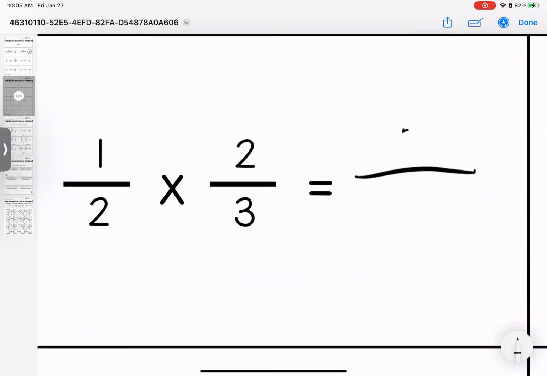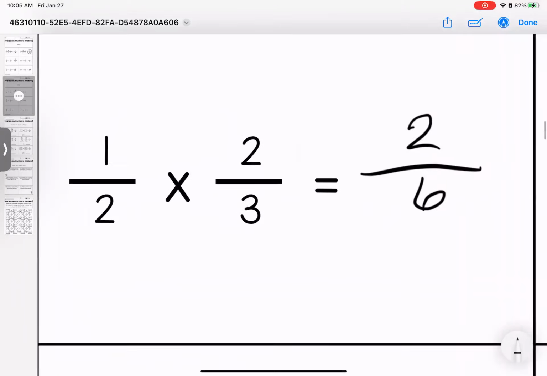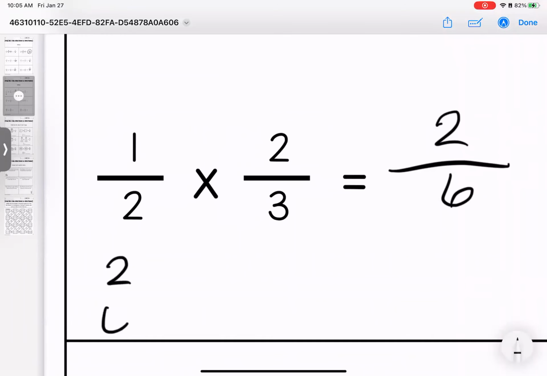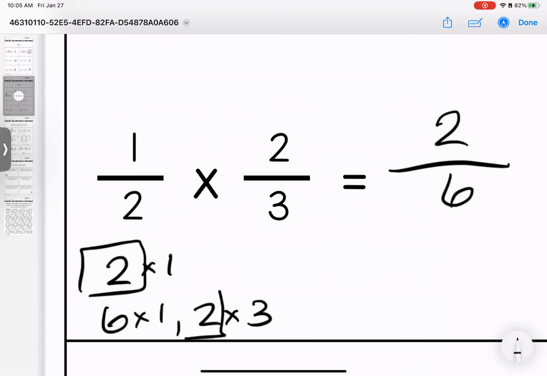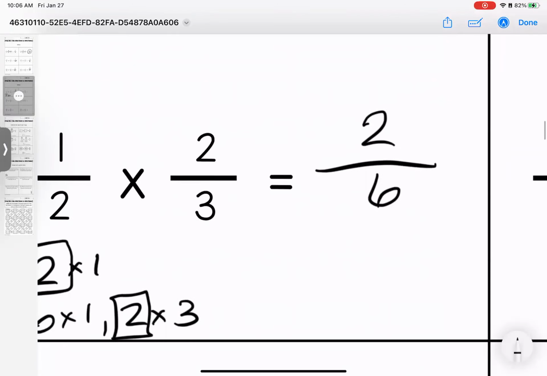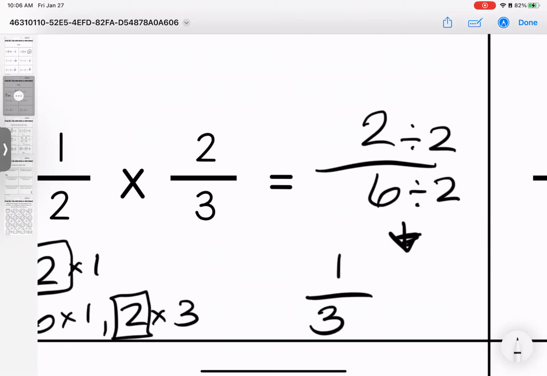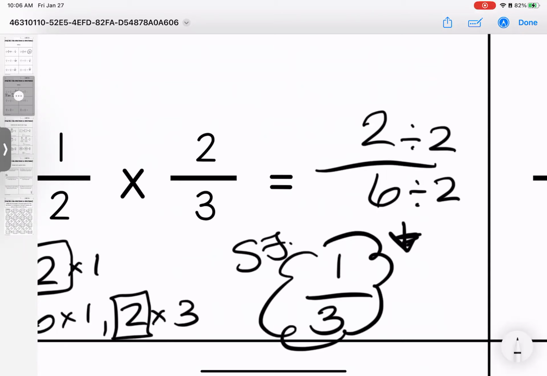1 times 2 is 2. 2 times 3 is 6. This can be simplified. 2's factors are 2 times 1. 6's factors are 6 times 1 and 2 times 3, which means that our GCF, or the greatest common factor, is 2. If I divide both of these by 2, my new fraction, 2 divided by 2 is 1. 6 divided by 2 is 3. 1/3 is simplest form. 2/6 is my original answer.